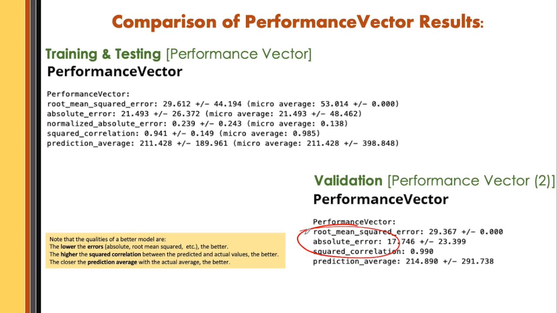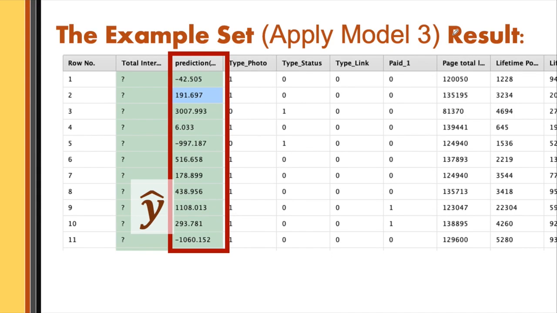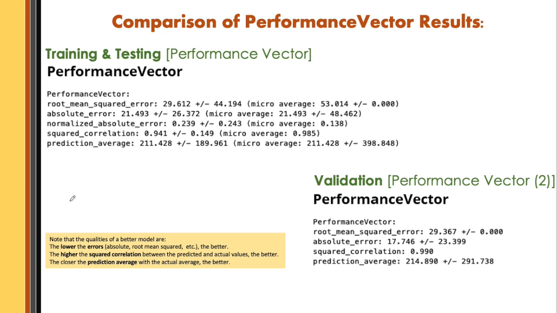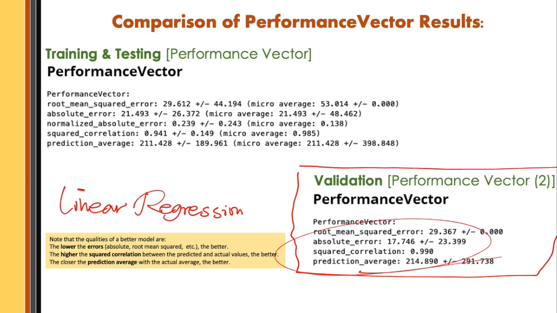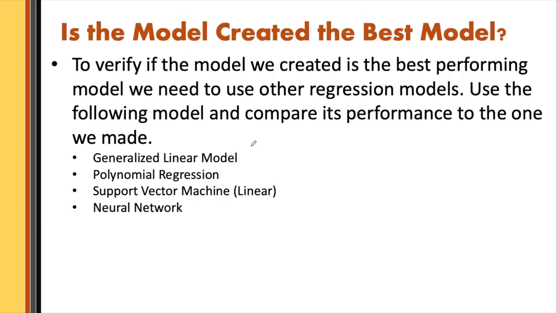Next, this result shows the result of the example set or the apply model 3, wherein we see that the total interaction is missing, but still the model was able to predict the dependent variable, which is the total interactions. Now the question is, is linear regression the best model to predict the total interactions or the dependent variable? To answer that, the result here must be compared to other models. So you may try the general linear model, the polynomial regression, the support vector machine, and the neural network.